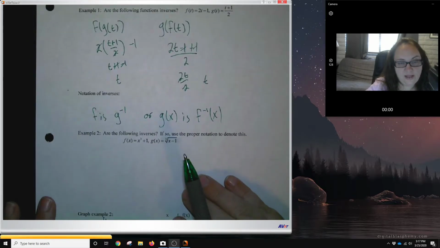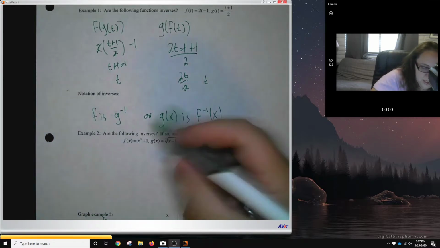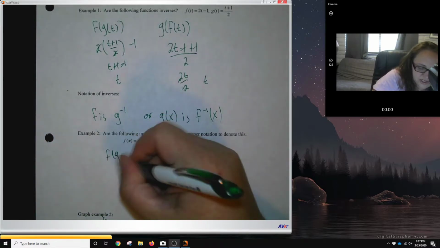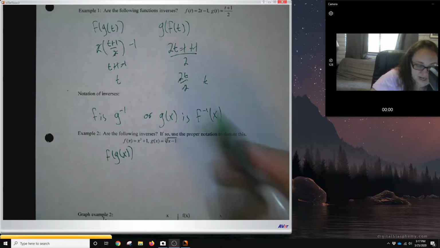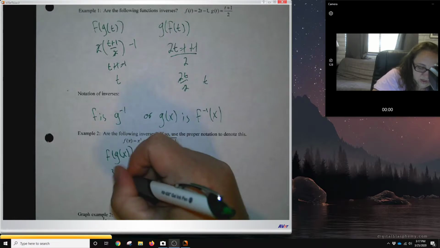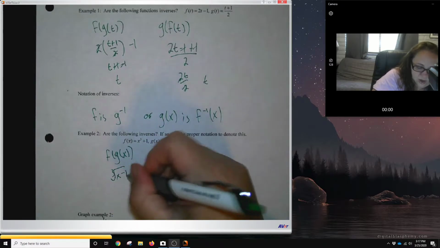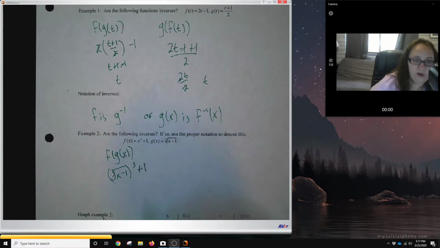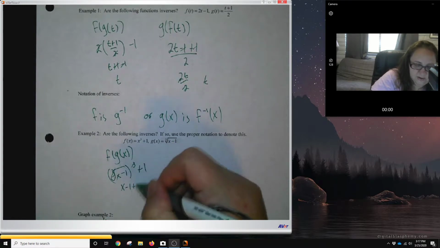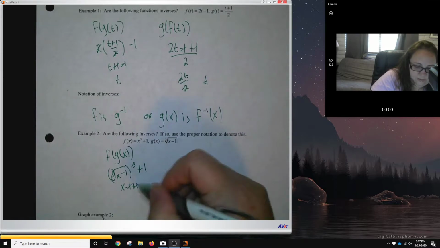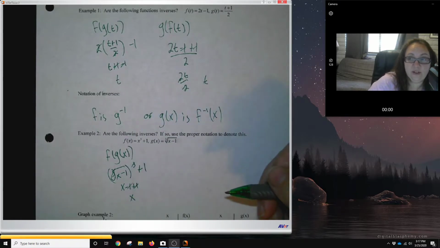So let's try that again on number 2. Let's check f of g of x. I'm going to take this x and replace it with all of g. So the cube root of x minus 1, cubed, plus 1. The cube root and the cubed will cancel. The minus 1 and the plus 1 will cancel, and I'll be left with just x.